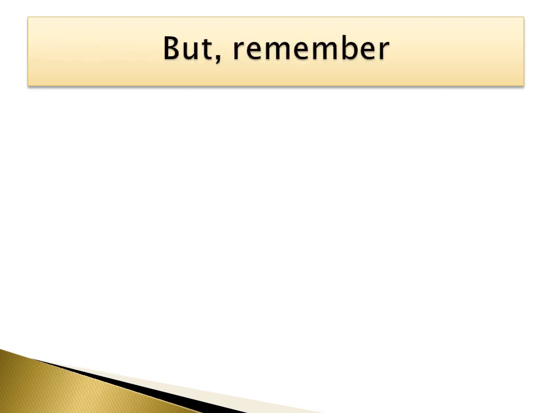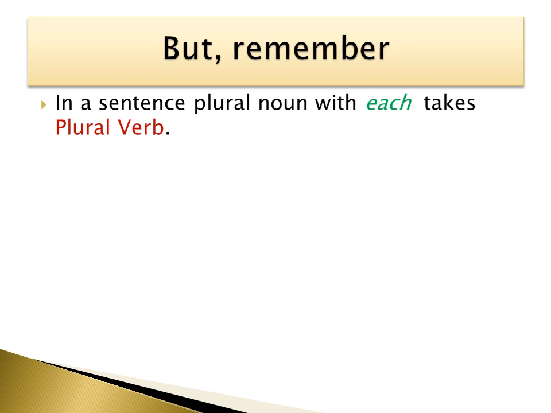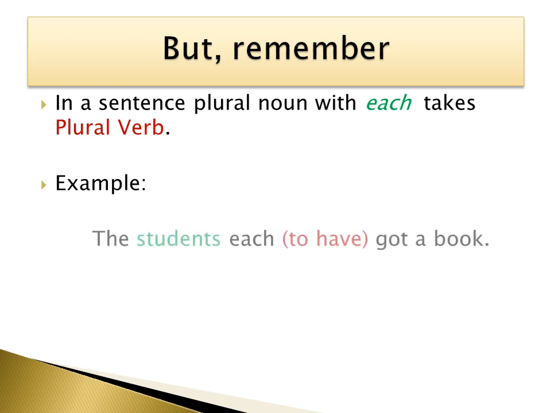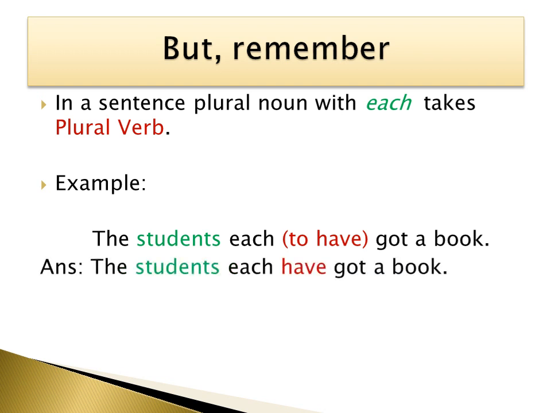But you should remember one thing, that in a sentence, plural noun with each takes plural verb. If you see the example, it will be very clear to you. The students each to have got a book. Here, the students is plural, so the verb will also be plural. The students each have got a book.